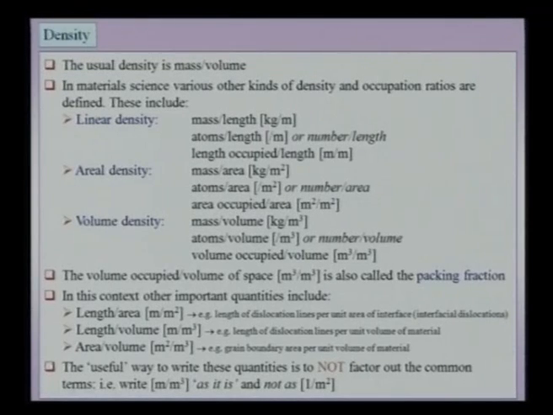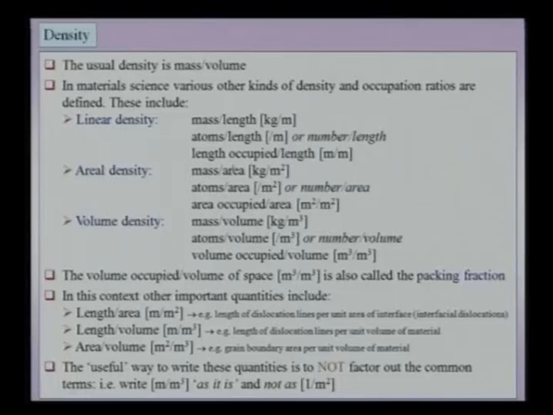So apart from linear density, you could have areal density. We saw that even in linear density, for instance, we have various units: you have kg per meter, you could have number per unit length, which means per meter, you could have meter per meter, which is dimensionless. And as I will emphasize once more later, the useful way to write these quantities is not to factor out the common terms. That means when I am writing meter square per meter cube, write it as meter square per meter cube and not as per meter, because meter square per meter cube is more instructive of the kind of quantities I am dealing with and is physically a better representation of the density I am talking about.